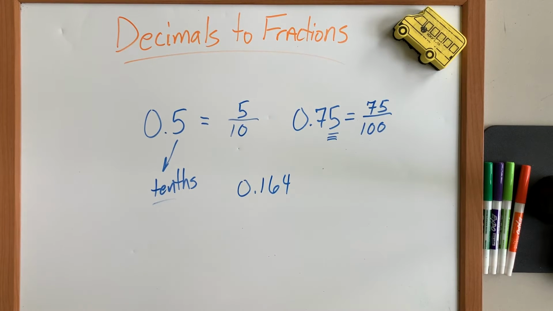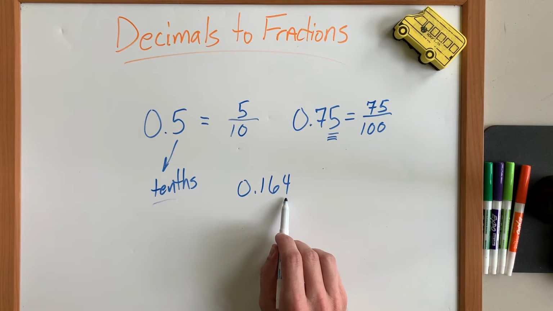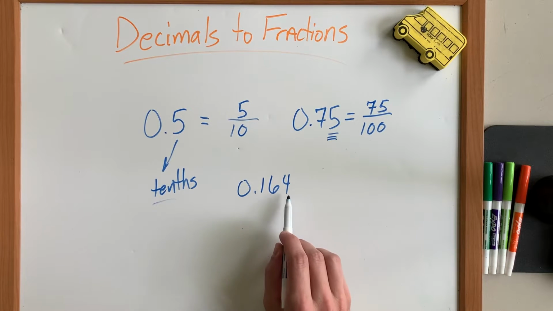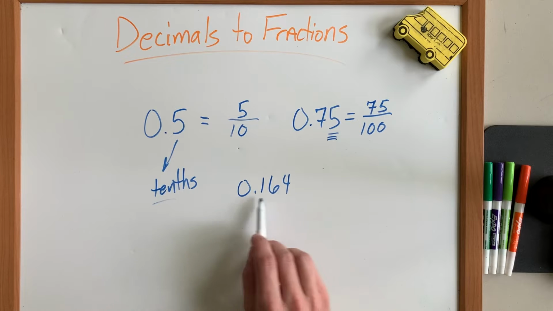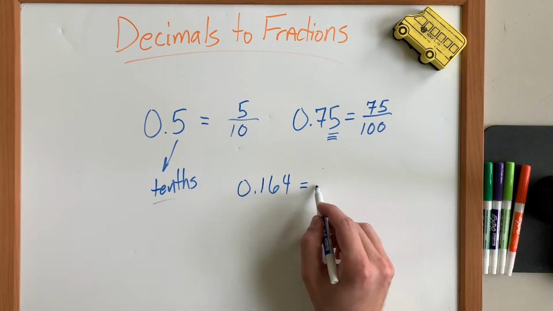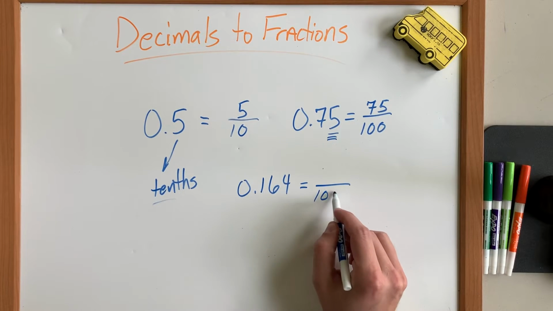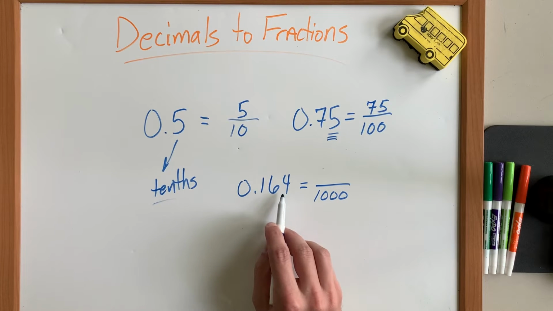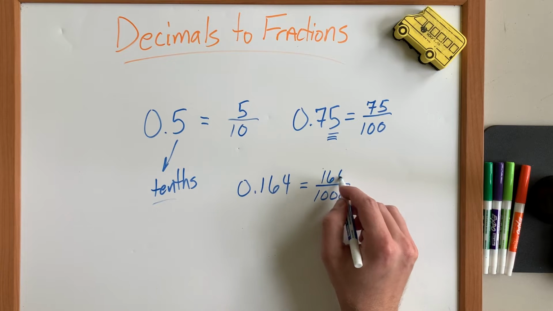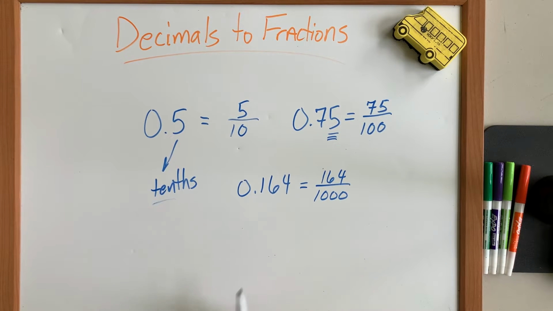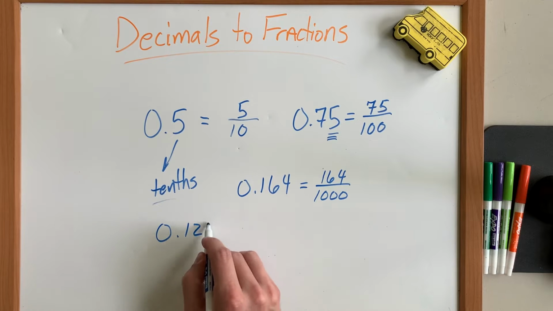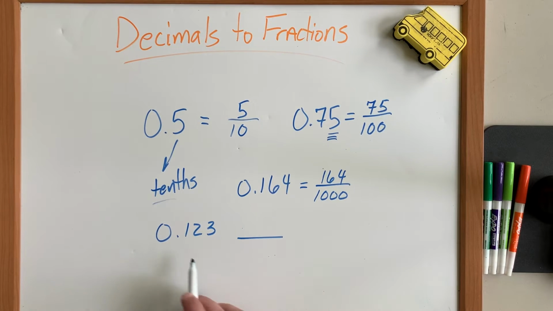One more example here, 0.164. Okay, so 4 is the place value all the way to the right, and it is the tenths, hundredths, thousandths. Since this decimal goes out to the thousandths, in our fraction, we are going to write 1,000 as the denominator. And how many do we have? We have 164.